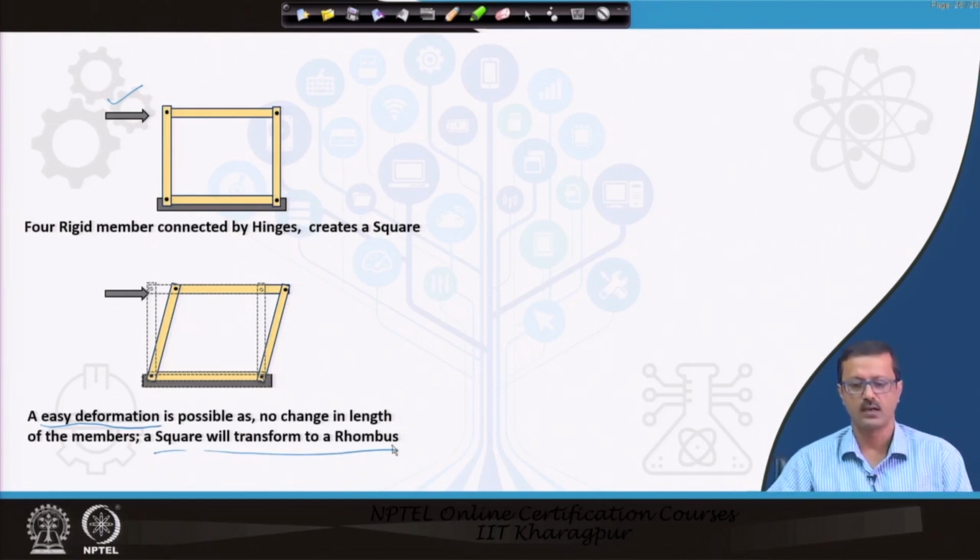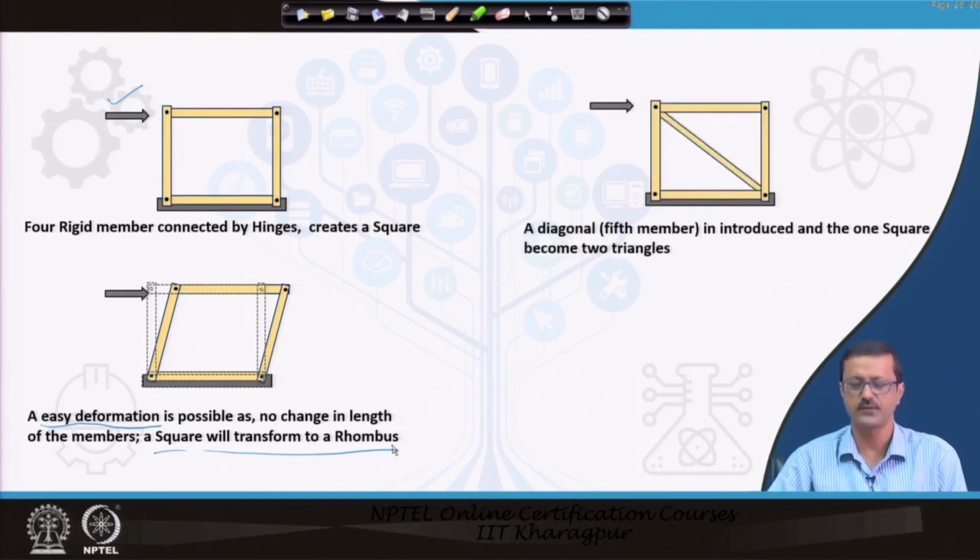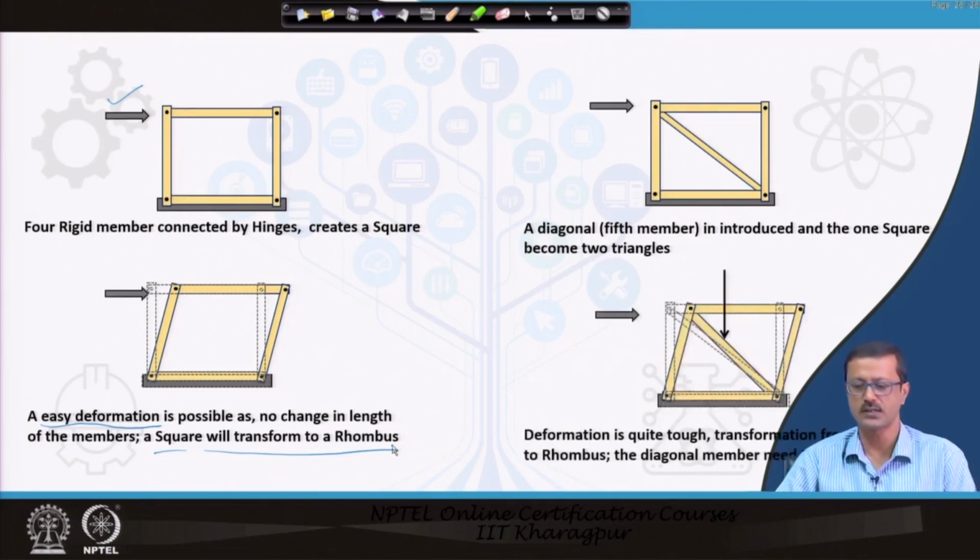But if I put in a fifth member, that is a diagonal member, maybe on this side, or from the top right to the bottom left, it is the same. If you introduce a fifth member and try to push it to make a small deformation, it is not so easy. Why is it not so easy?